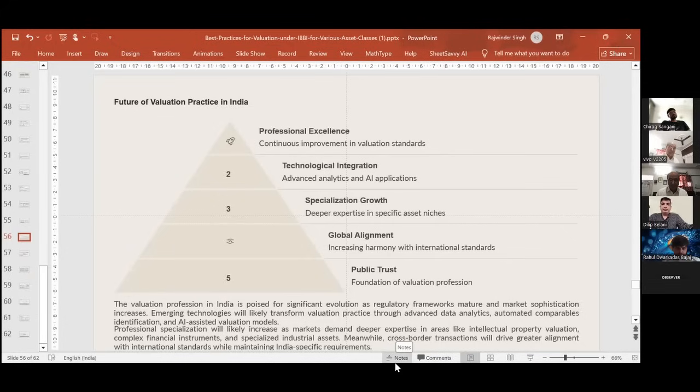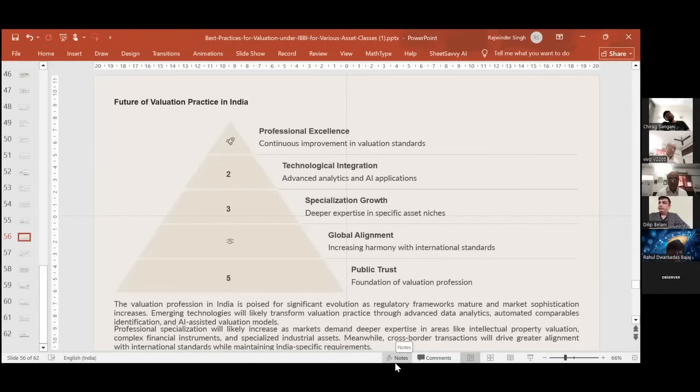And then deeper expertise in specific asset niches, specialization growth, with the increasing harmony with international standards and cross-border valuations. We are having global alignment. And because of all these things, moving towards professional excellence and technological and international integration, we are building public trust, which is the foundation of our valuation profession.